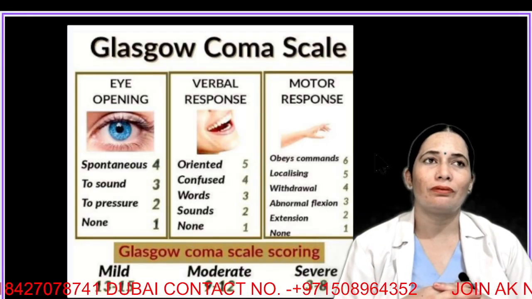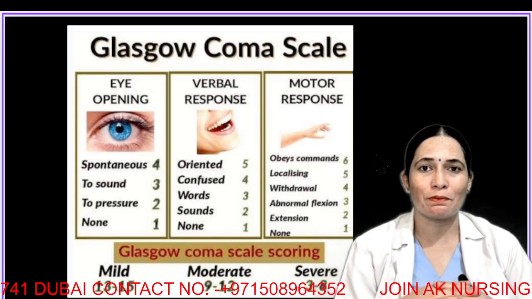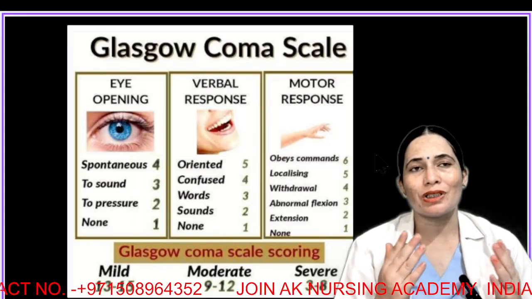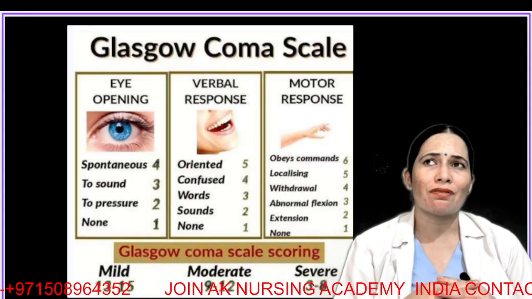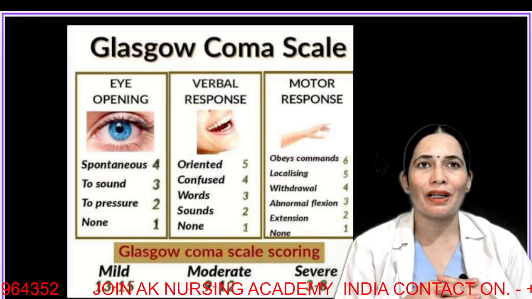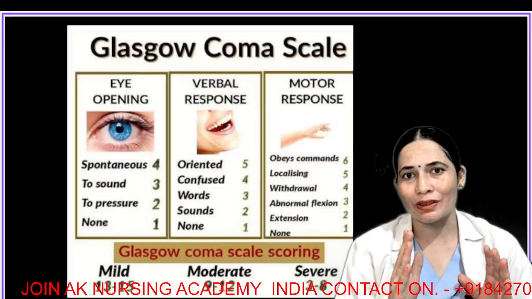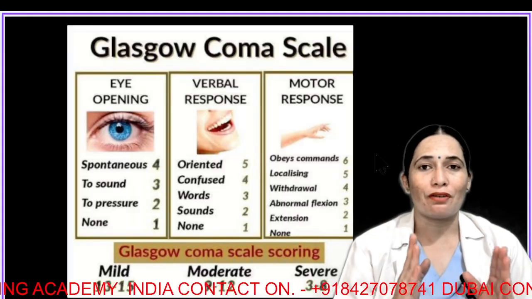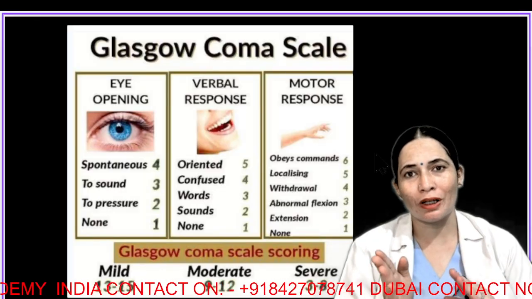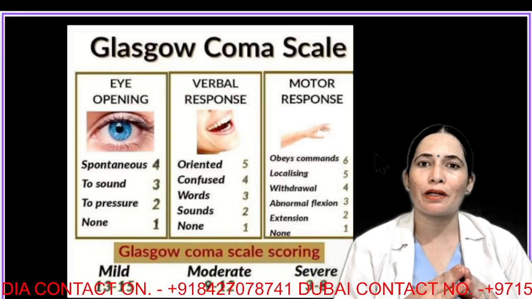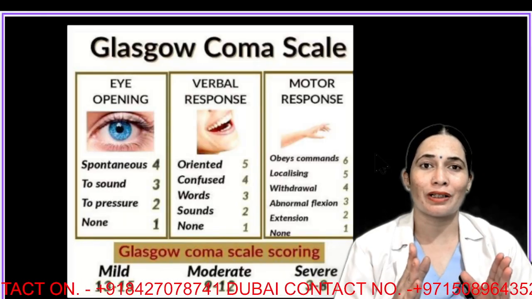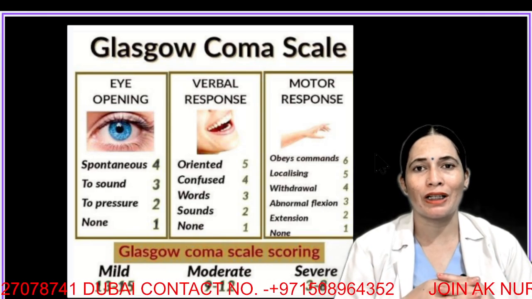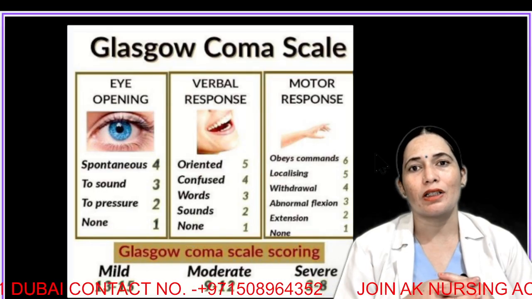Trapezius pressure comes under the central response, or central stimulus. Central response means the patient's brain is responding to it. We check the patient's brain response. And peripheral stimuli mean the patient's spinal cord is responding. So first is central stimuli, and central stimuli is trapezius pressure.